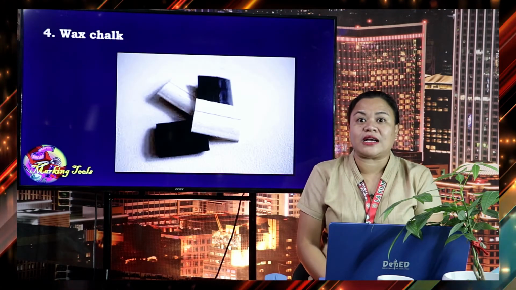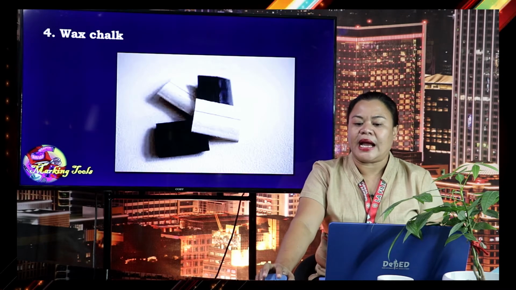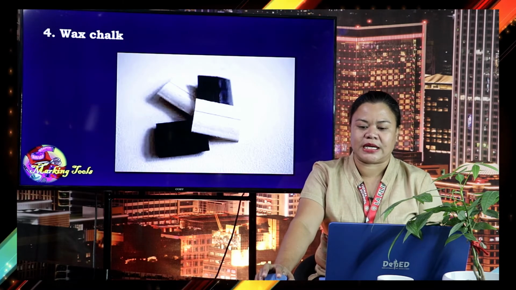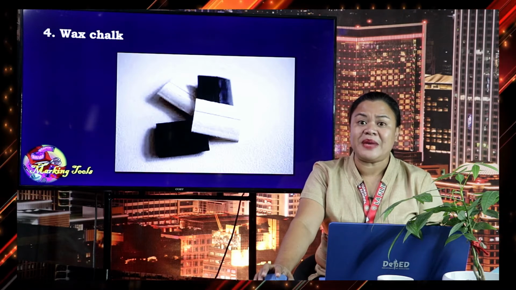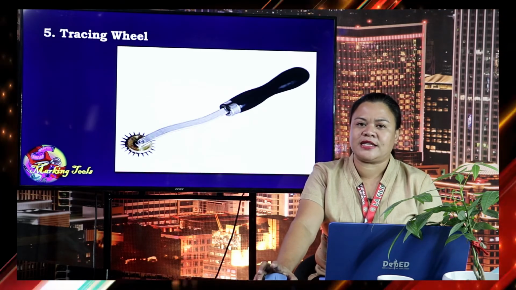Number 4, wax chalk. It is available in black or white color and is used for woolen fabrics. Wax can be removed by pressing. Next is the tracing wheel.